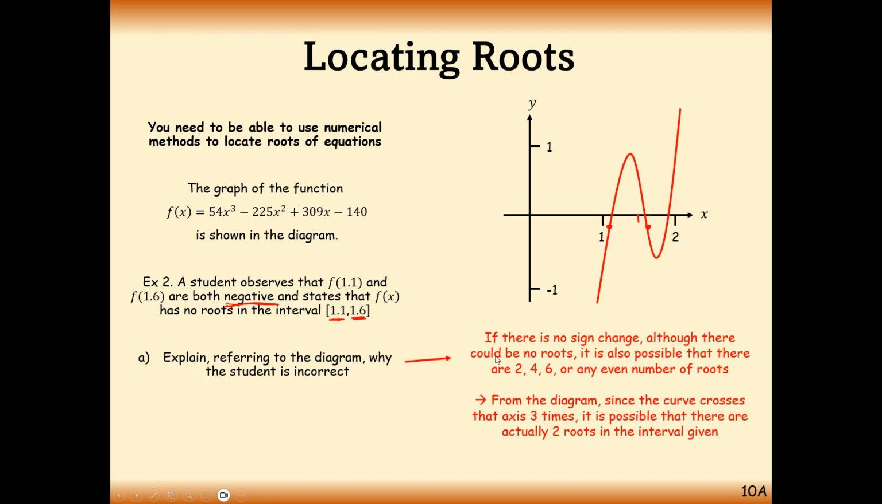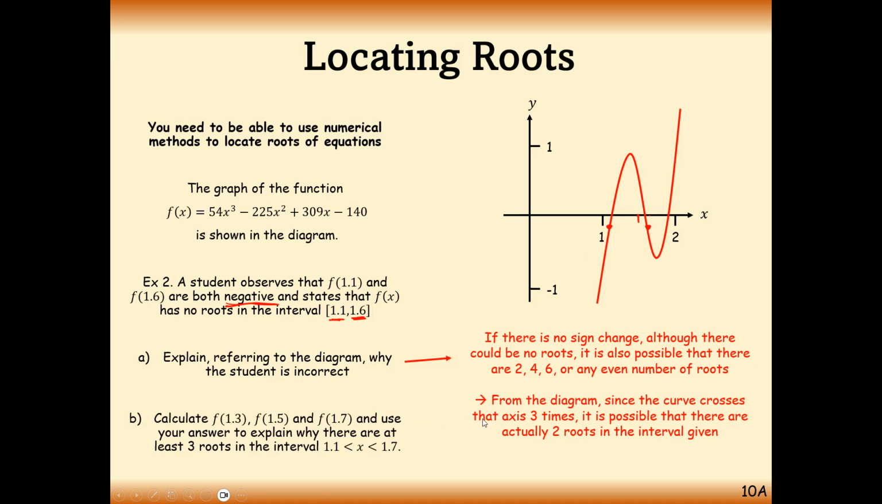So yes, she could be right. There could be no roots, but there could be an even number of roots. Okay, so as we said from the diagram, we know that in fact the cubic has 3 roots in the interval of 1 to 2.